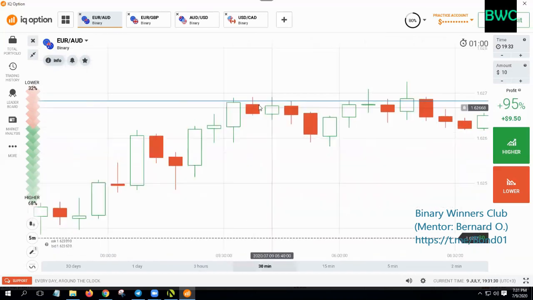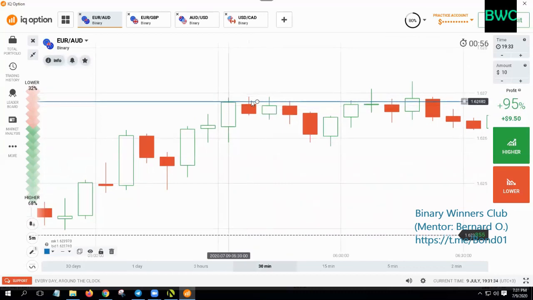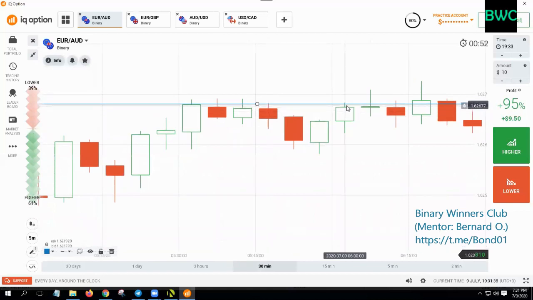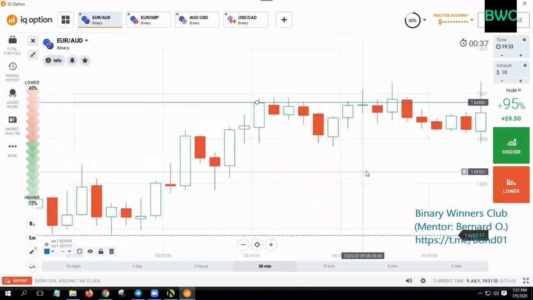Now look at this. I saw bull, bear, and I wait. Bull, I'm expecting a bear, right? But because there's a gap, I wait for it to touch the line, and then I do a put. That's a winner, right? Are you following?